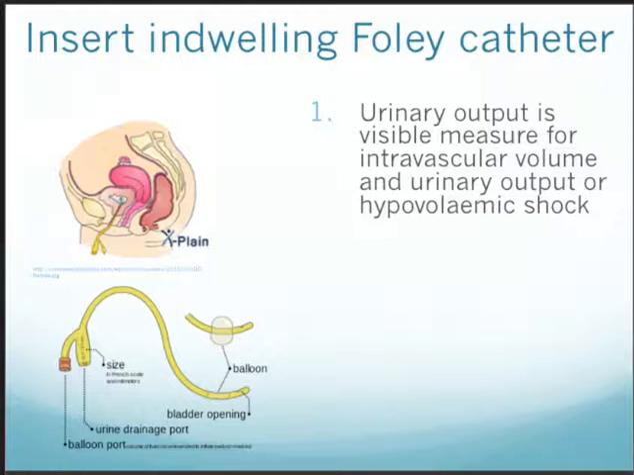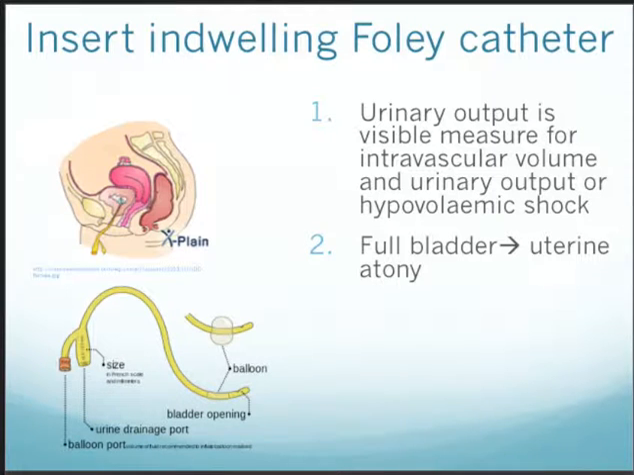Two reasons to insert an indwelling catheter. One, the urinary output is a simple measure and represents the intravascular volume. So if you're dealing with shock and you still see urinary output of more than 30 milliliters, you know that you are winning and that you're not running the risk that she has, for instance, acute renal failure. So simple to do. And the second reason is a full bladder might contribute to bladder overstretch and uterine atony via the parasympathetic nervous system.